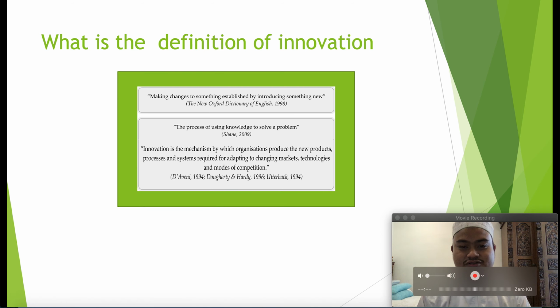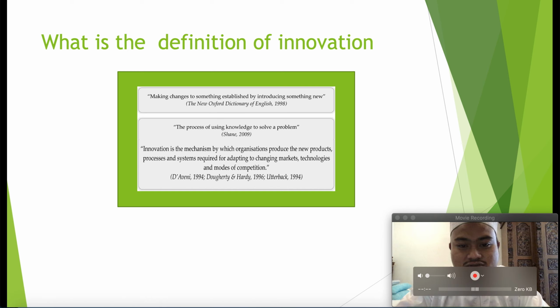What is the definition of innovation? There are a lot of definitions we can bring today, but these are some of the definitions that everybody uses to define innovation. The first is making change to something established by introducing something new.